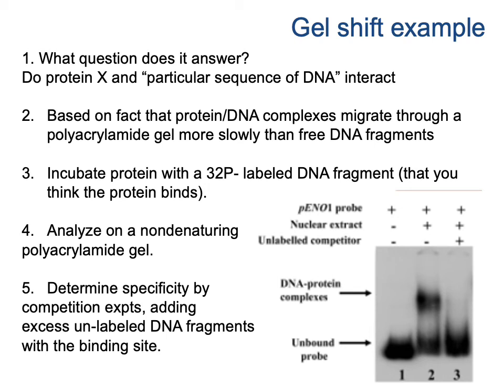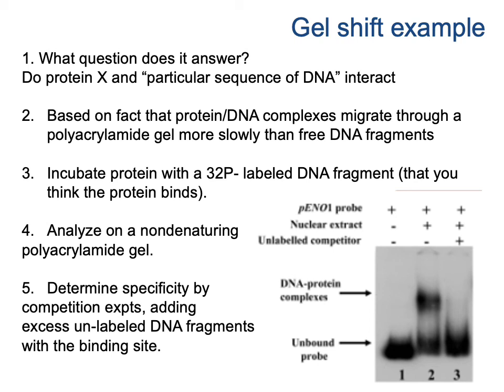In this case, they're using a radioactively labeled DNA fragment, like P32 will label DNA. And again, this is the candidate DNA that you think your protein binds. Then you can analyze it on a non-denaturing acrylamide gel, which is the type of gel shown here. What we're looking at in lane 1 is just the DNA by itself. That's what the probe is. So PEN01, that's the DNA by itself, so it's a fairly low molecular weight. In the middle lane, they've added a nuclear extract that has the protein of interest, and you can see a shift because a DNA-protein complex has formed. So we see a second band and it's a larger size.